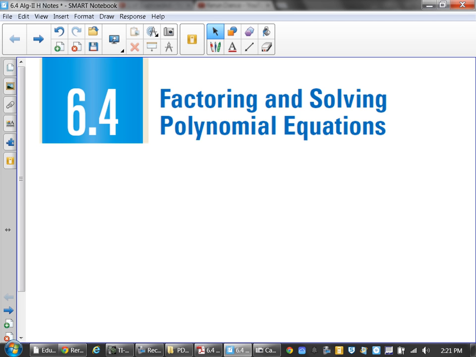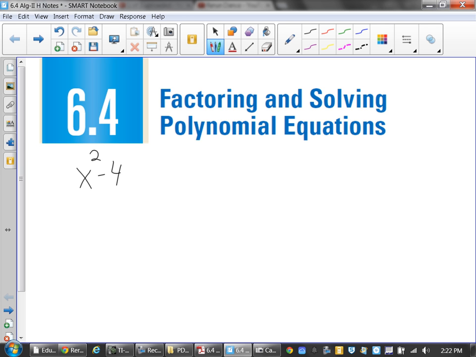What I'm looking at here today is that you guys have already done a whole bunch of factoring, but what we're going to start to do is start to factor higher degree polynomials. You guys have basically factored quadratics or done just simple GCF problems. For example, you guys factored this.